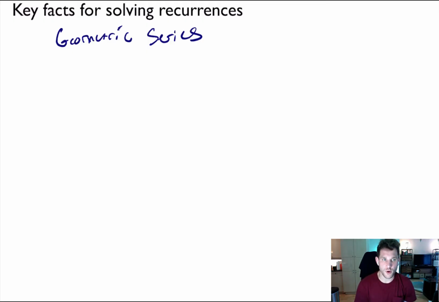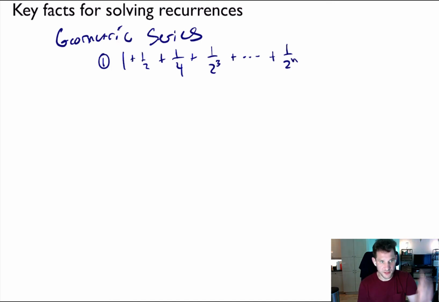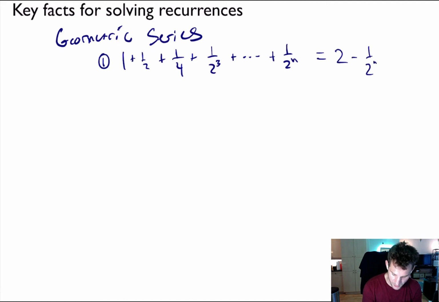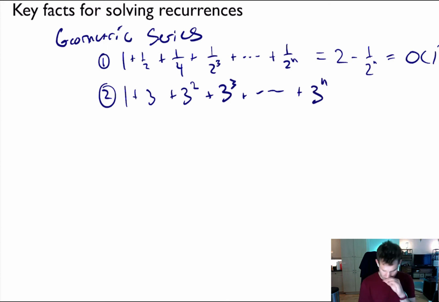There are lots of useful facts for understanding how to solve recurrences, and one of the things we're going to start with is geometric series. Here's a geometric series: 1 plus 1/2 plus 1/4 plus 1 over 2 to the 3 plus and so on up to 1 over 2 to the n. This actually ends up equaling, I think, 2 minus 1 over 2 to the n, which is just O(1). Similarly, let's say I use 1 plus 3 plus 3 squared plus 3 cubed up to 3 to the n. In this case, this thing is on the order of 3 to the n.